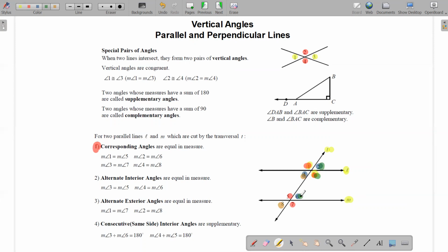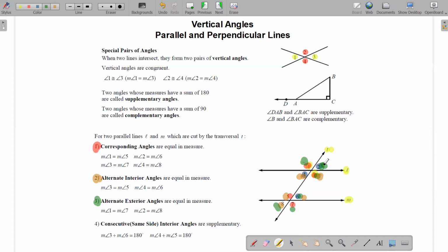And that's not the only type of similarity I can find, because I can go over the alternate interior angles, which say that alternate interior angles are going to be the same. So in this case, angle 4 and angle 6 are the same, as well as angle 3 and angle 5. We can even go over alternate exterior angles, which say that angle 1 is going to be equal to angle 7. Angle 2 and angle 8 are going to be the same as well.